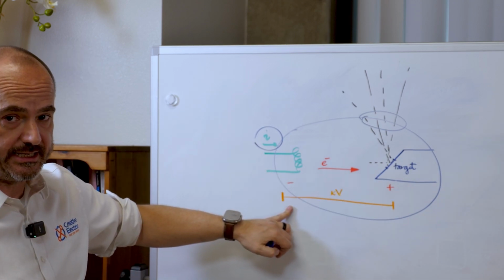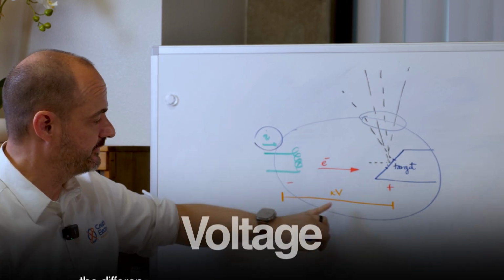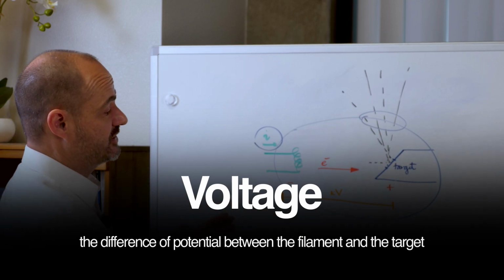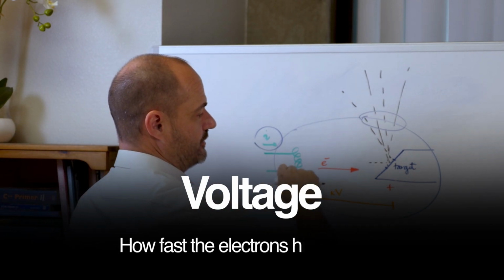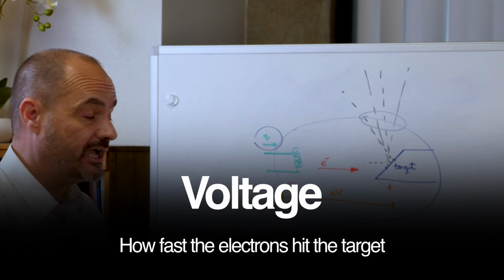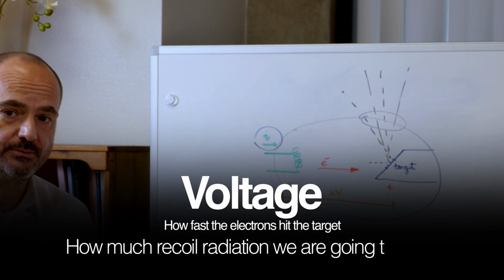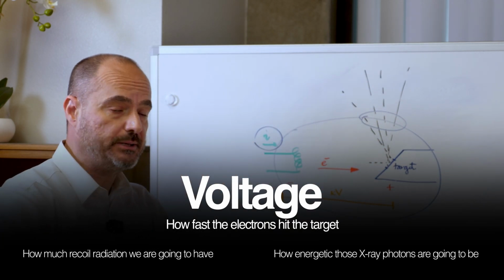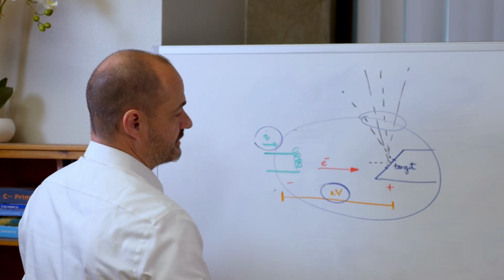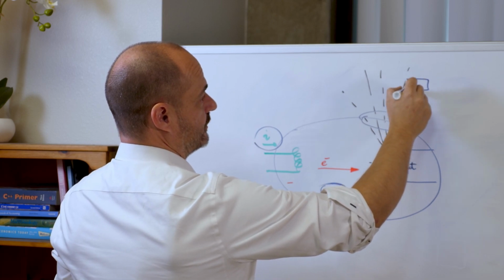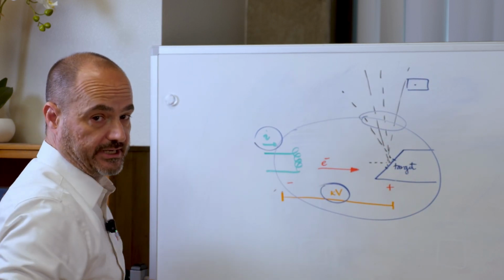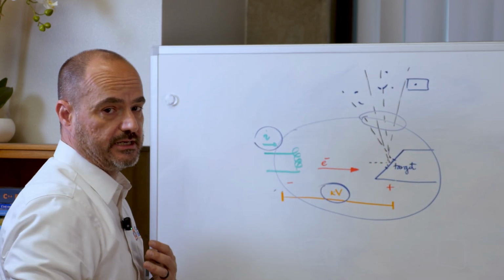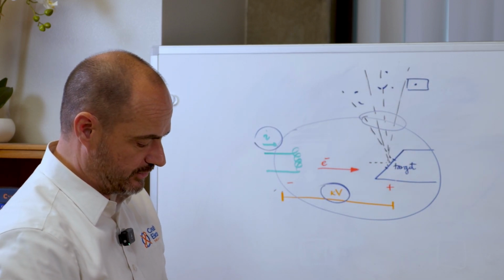The voltage, and again, we're looking at voltage and current. The voltage refers to this differential potential that we put between the filament and the target, which has to do with how fast those electrons are going to hit the target, and as a result, how much of that recoil radiation we're going to have, and how energetic those X-ray photons are going to be. So, to put it simply, the voltage on an X-ray source has to do with the energy of those X-ray photons, and the current on an X-ray tube has to do with how many of those photons are going to be generated per second or per minute or per hour.